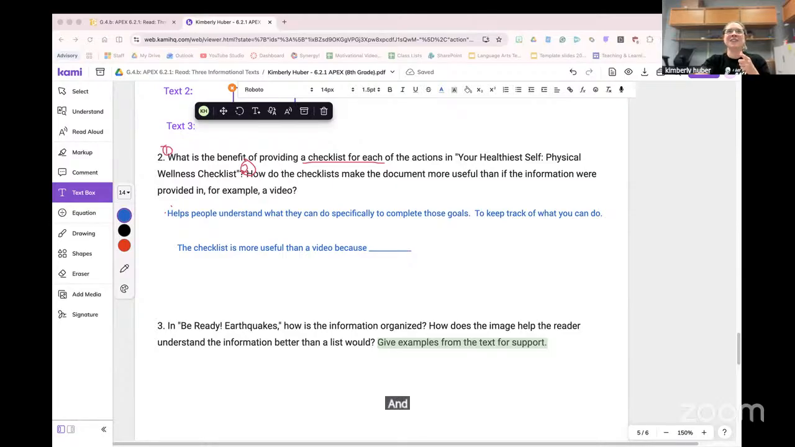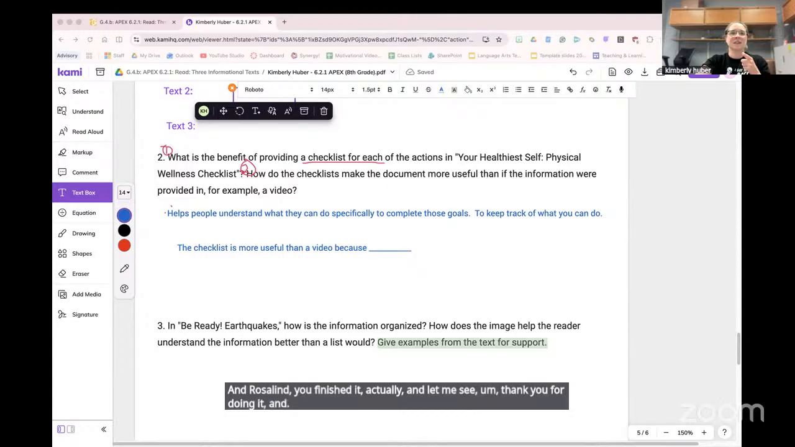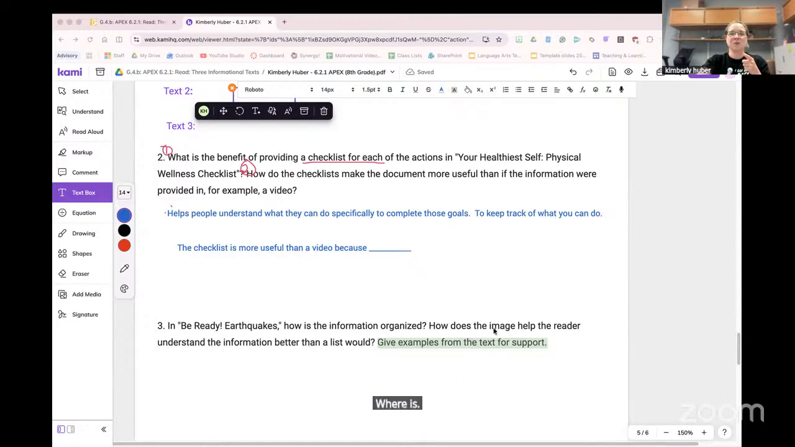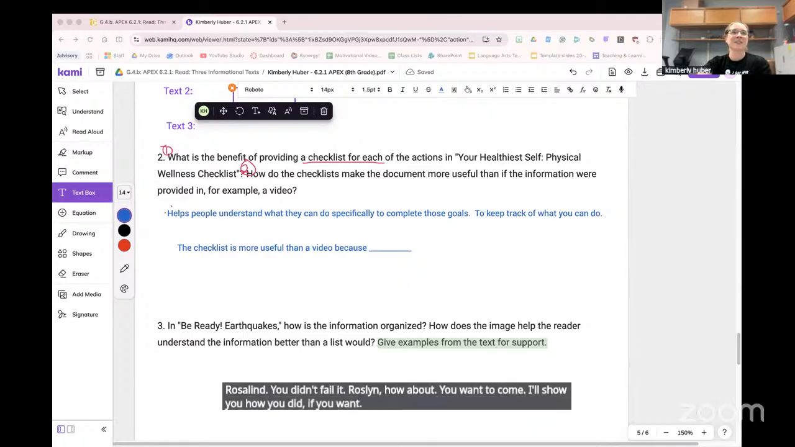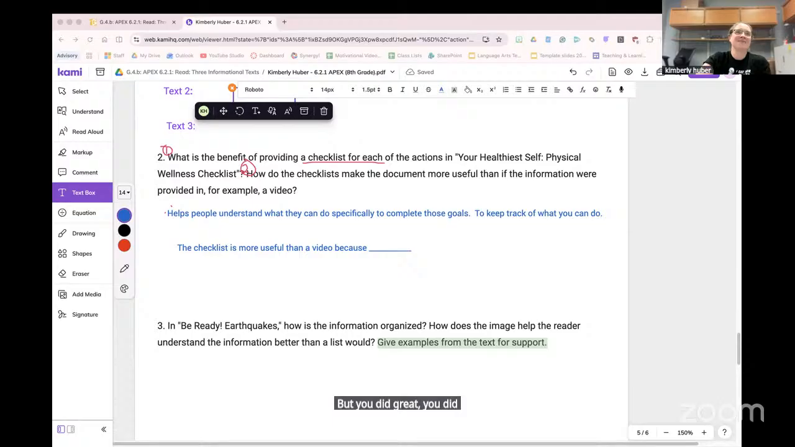And Rosalind, you finished it actually. Let me see. Thank you for doing it. And where is, oops, I didn't push open. There's open. Yes, there was a pause screener option, Leland. Rosalind, you didn't fail it. Rosalind, how about you want to come? I'll show you how you did if you want. But you did great. You did fine. You can't fail it. And you did fine.